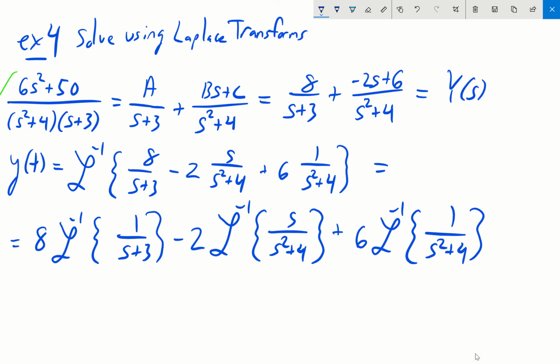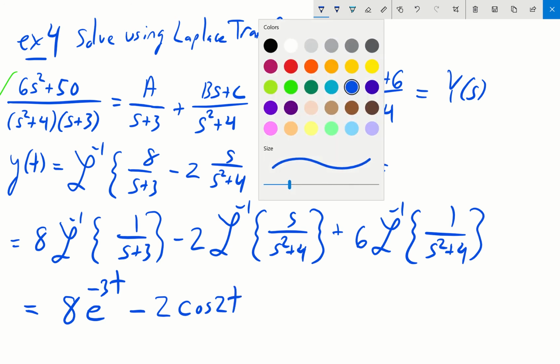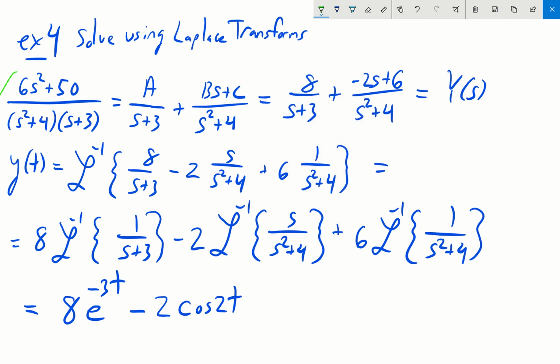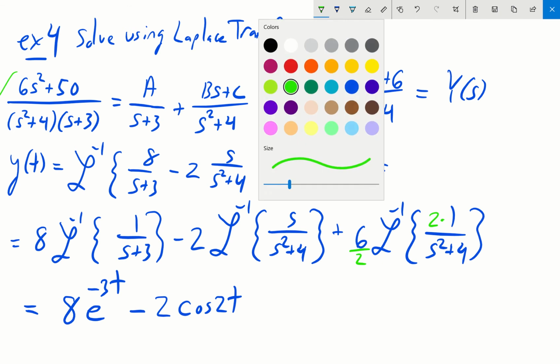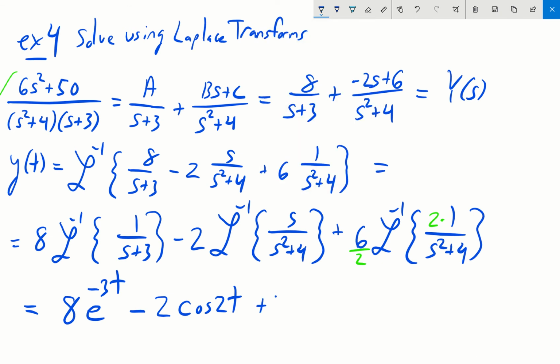We can now go ahead and do each one of these individually. For the first one, this is going to be 8 times e to the negative 3t for that part. We now are going to have a minus. This thing here is just simply the cosine of 2t. And now we've got to be a little bit careful with this last one. What we would need to have is a 2 in the numerator. But then we'd also have to divide by 2 on the outside. So this ends up being plus 3. And then this is going to be the sine of 2t.